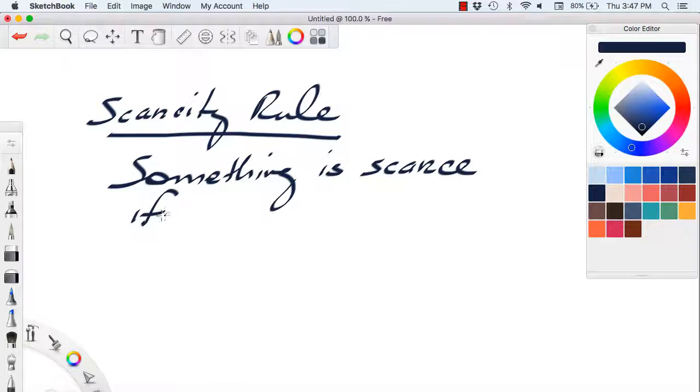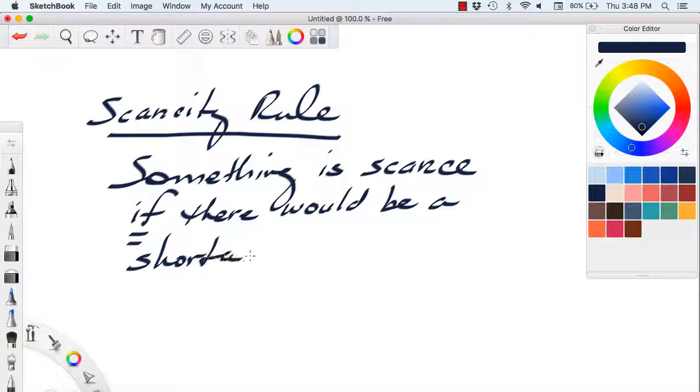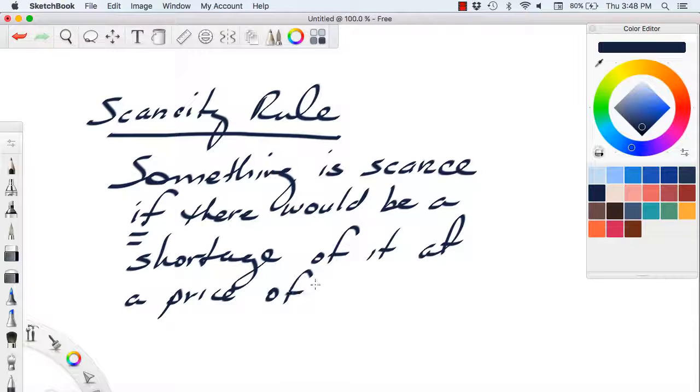if, now if is a condition. We're not saying this is always true. We're saying that if this is true, something is scarce. So something is scarce if there would be a shortage of it at a price of 0.